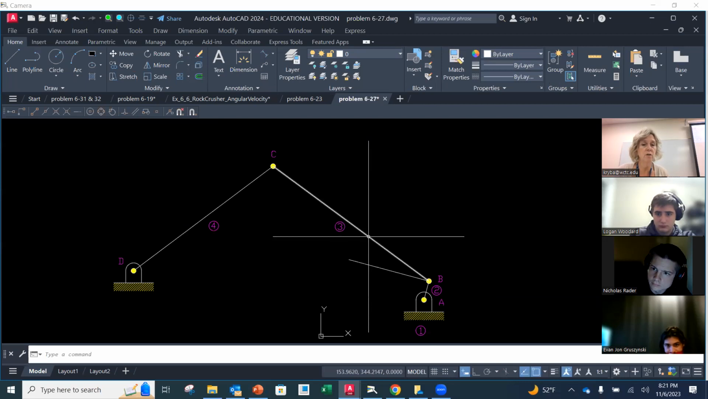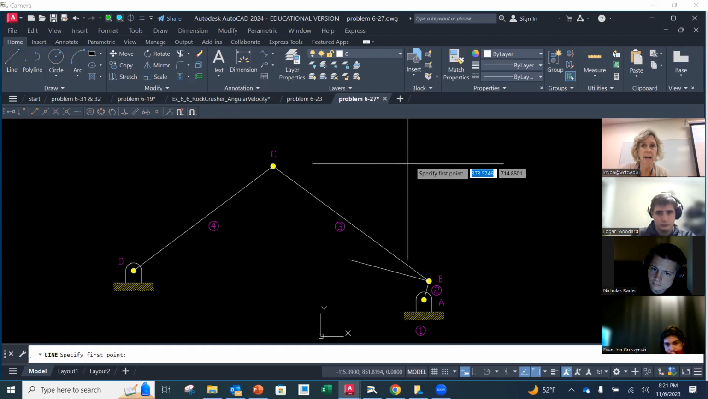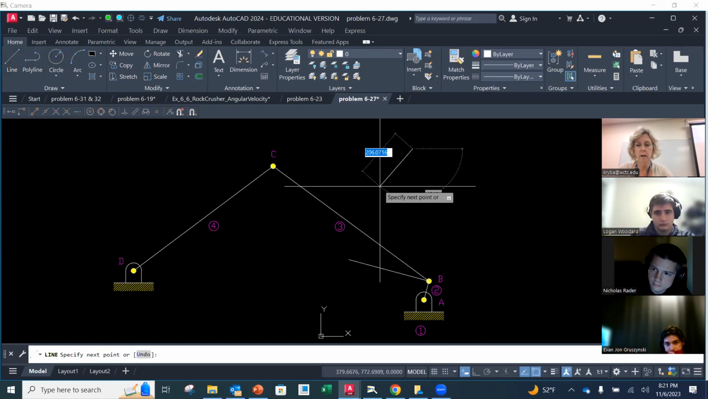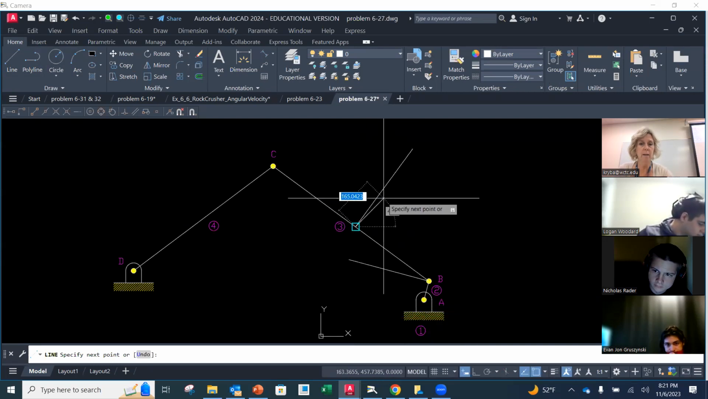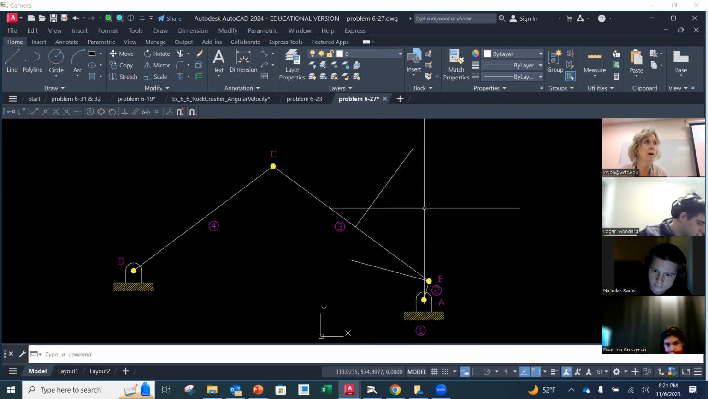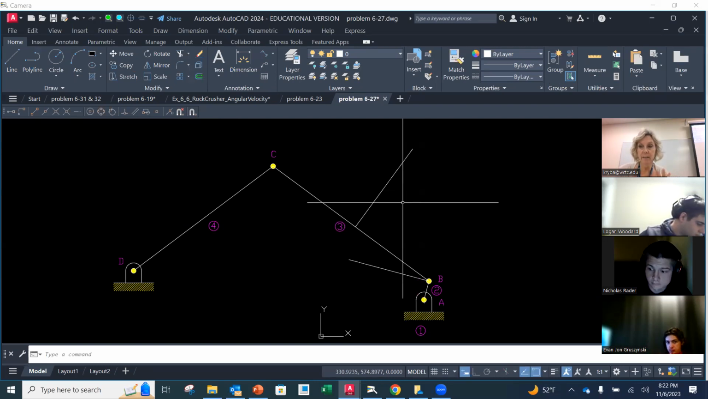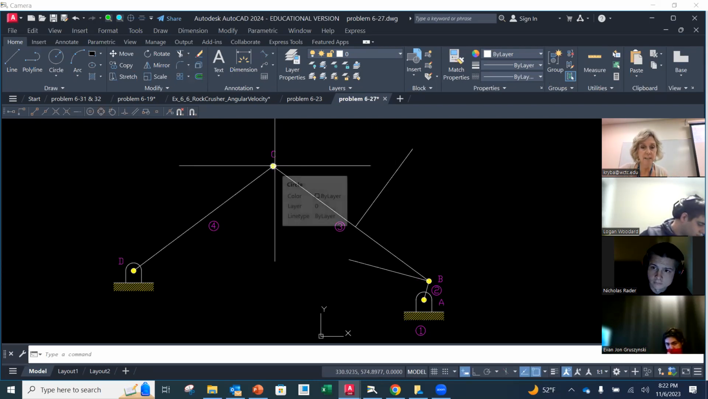I want to show the line of action of the velocity of C relative to B, which will be perpendicular to the line connecting C to B. The line connecting C to B. So here again, line, perpendicular, and I'm going to start at a random place, shift right mouse button, perpendicular to. So that's the line of action of VC relative to B. And then lastly, the velocity of C.